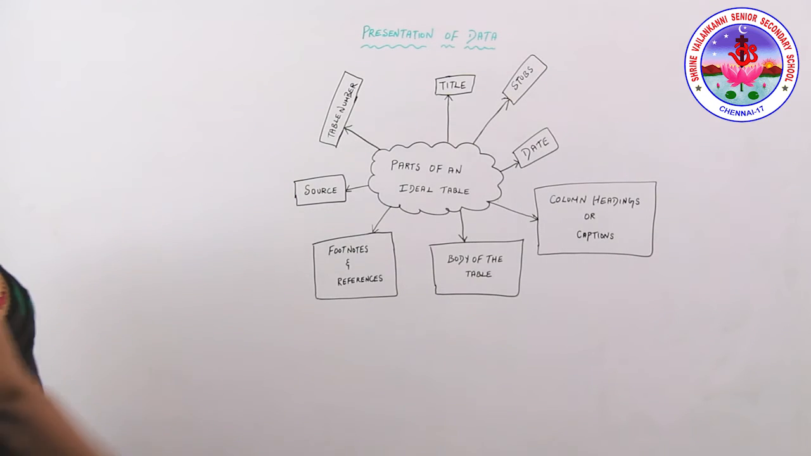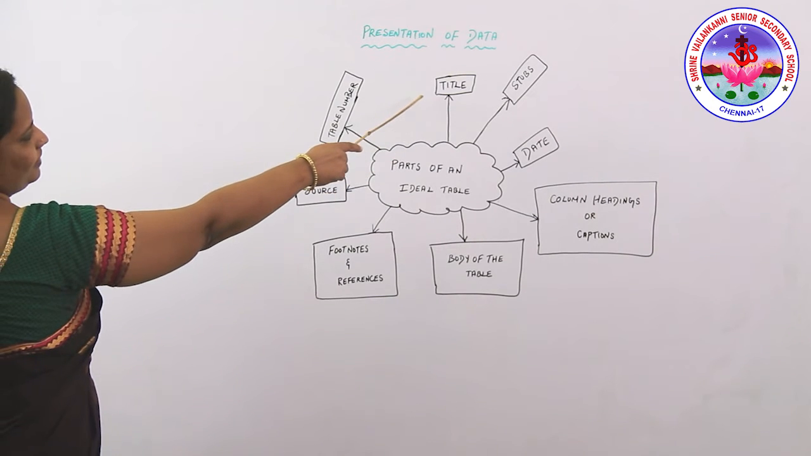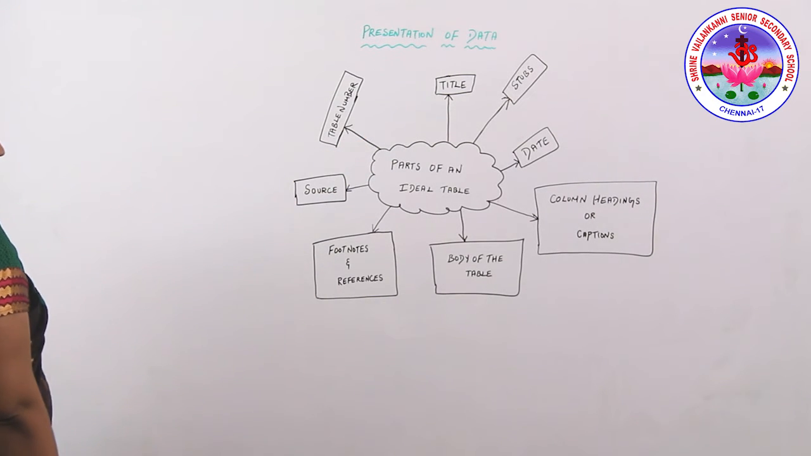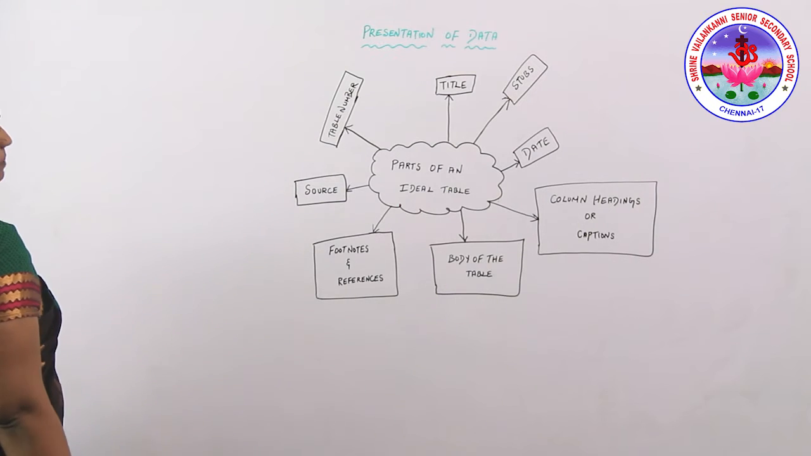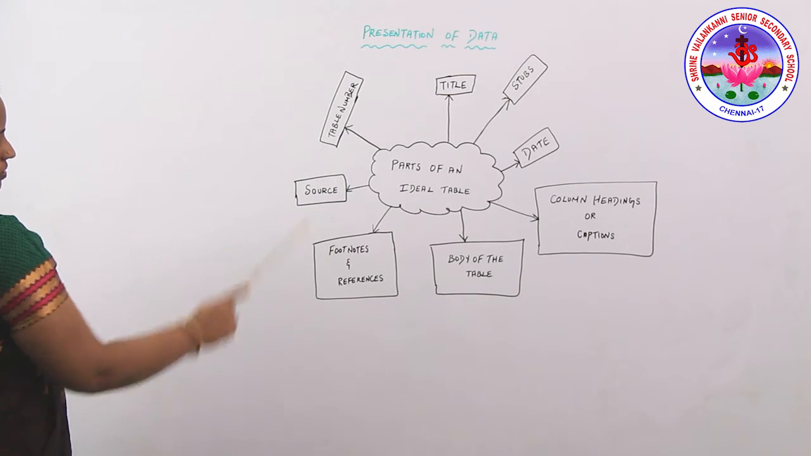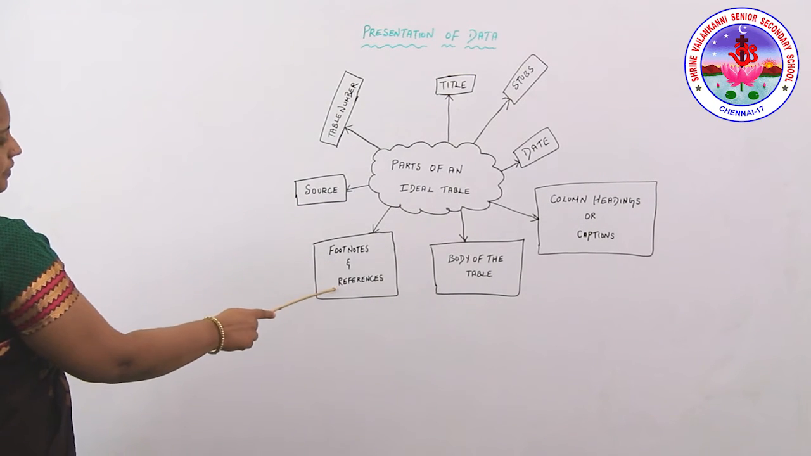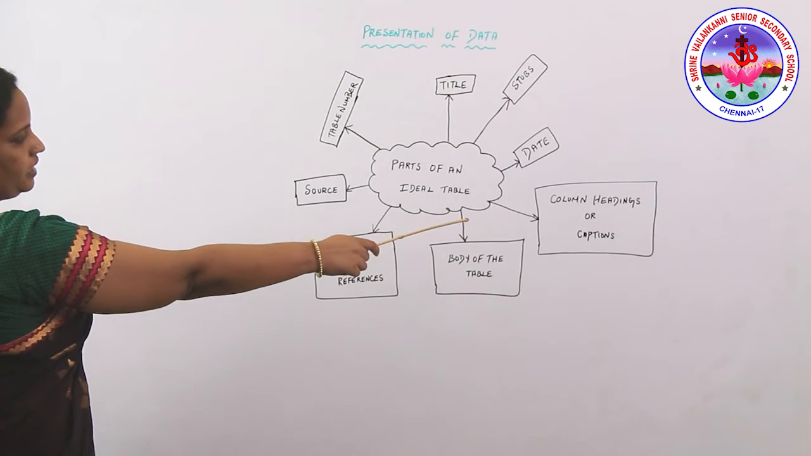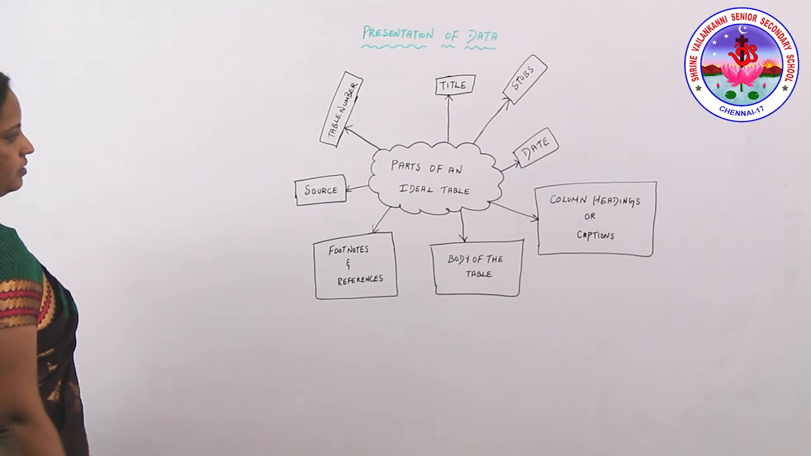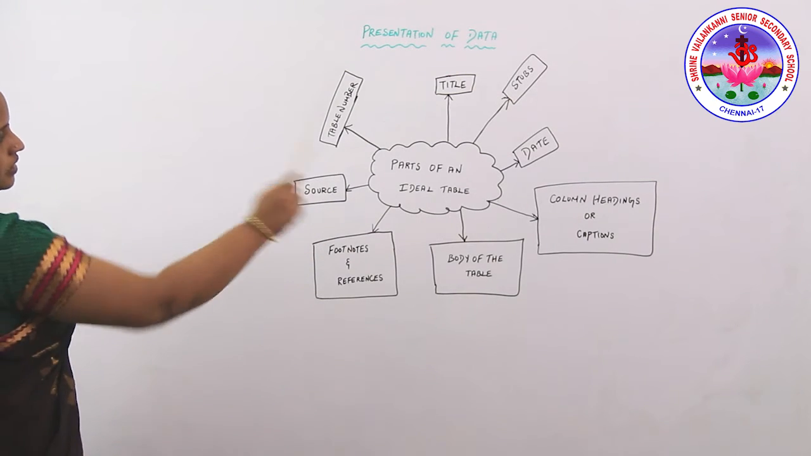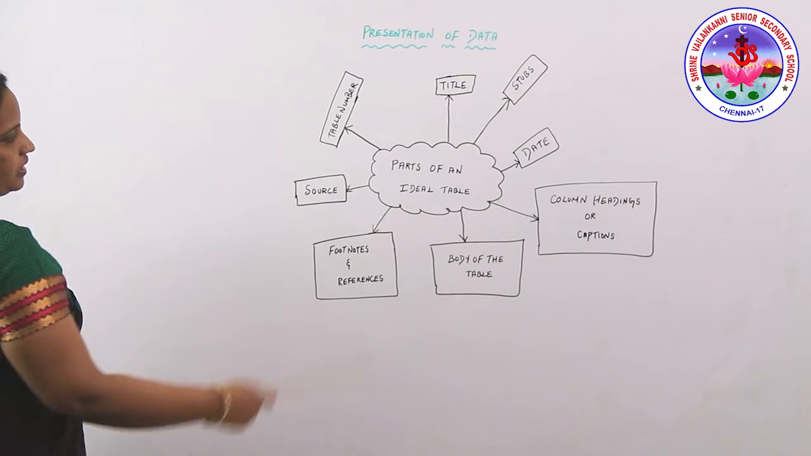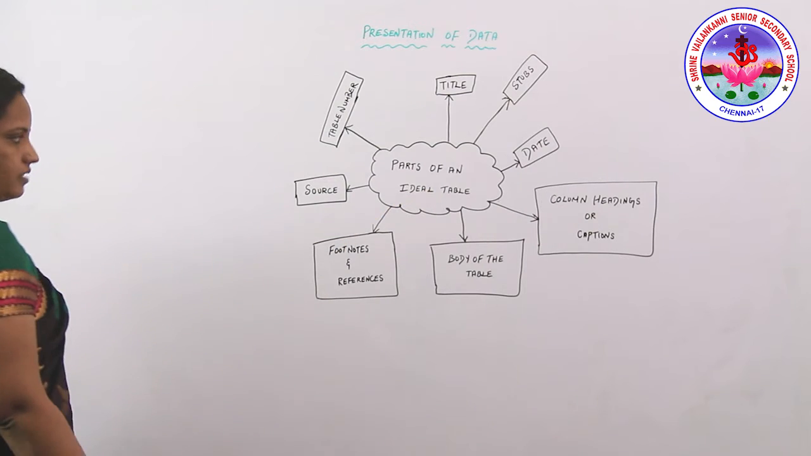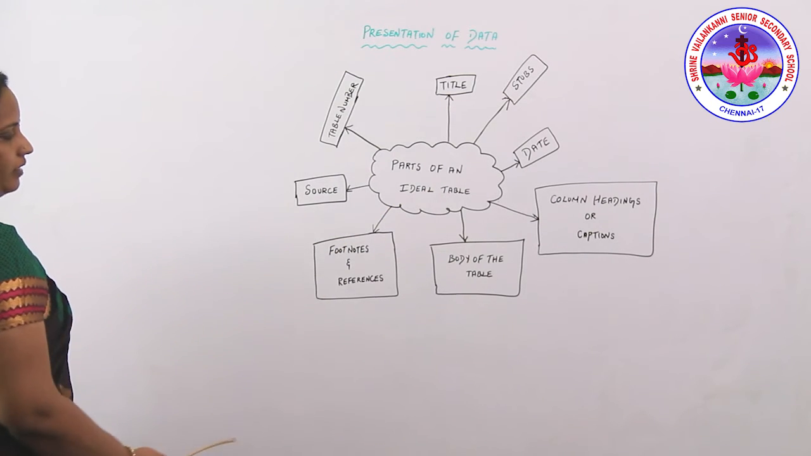Let's move to the next one, the parts of an ideal table. The table consists of a title, table number, source, footnotes and references, body of the table, column headings or captions, date, and stubs. So these are the parts of an ideal table. Let's see one by one.